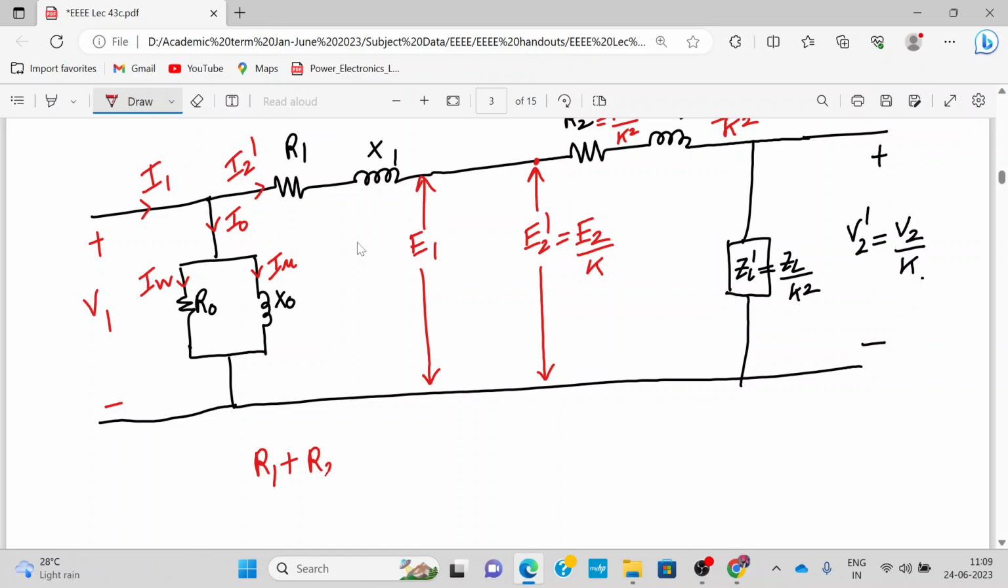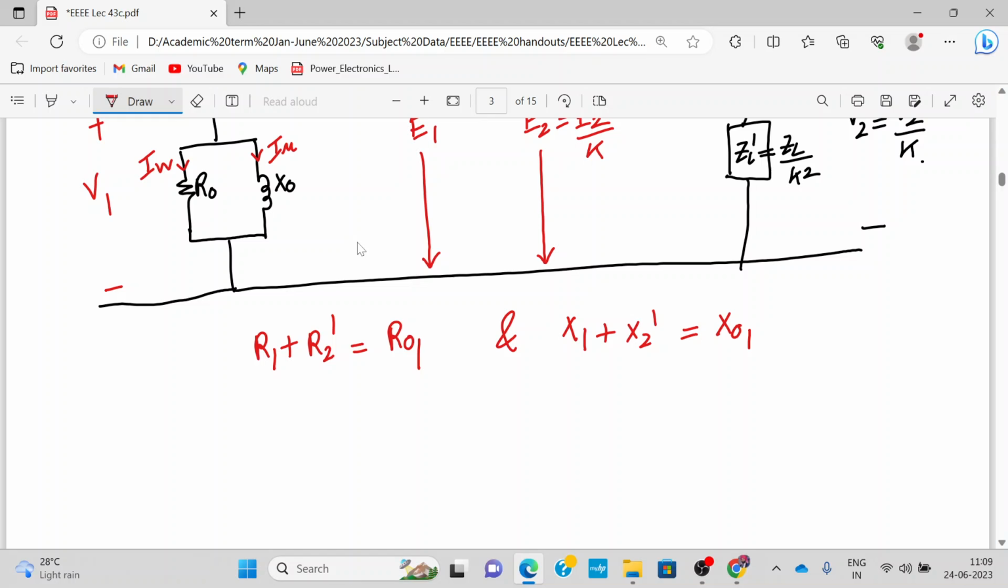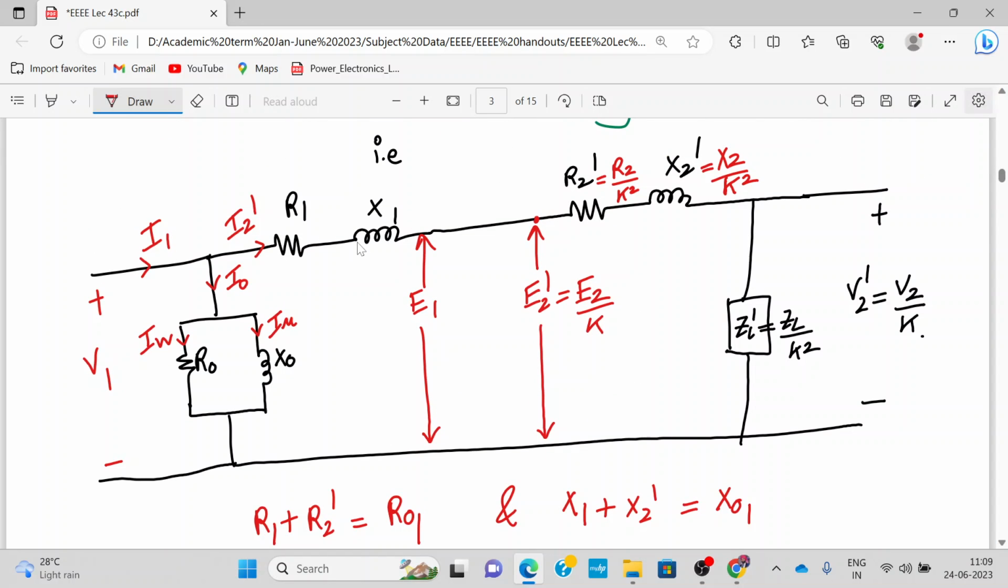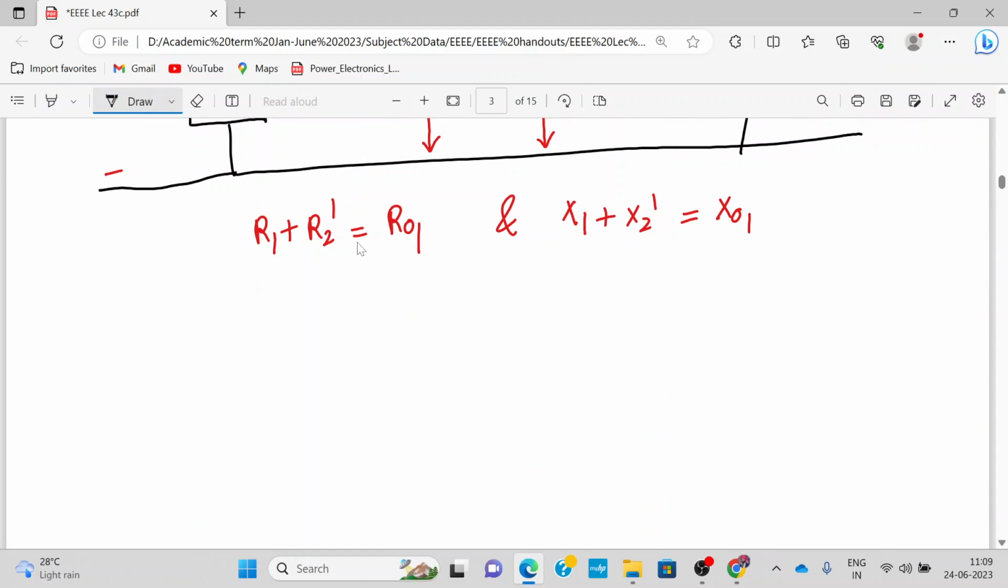R1 plus R2 dash, which we can call RO1, and we can add X1 plus X2 dash, which we can call XO1. All right. So this is RO1 and XO1. Now this is the approximate equivalent circuit of the transformer as referred to the primary side. Now let us draw that approximate equivalent circuit with this added up reactance and resistance. So let me draw one final circuit with approximated parameters.